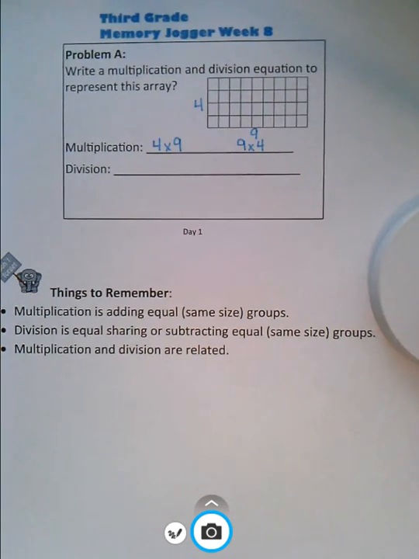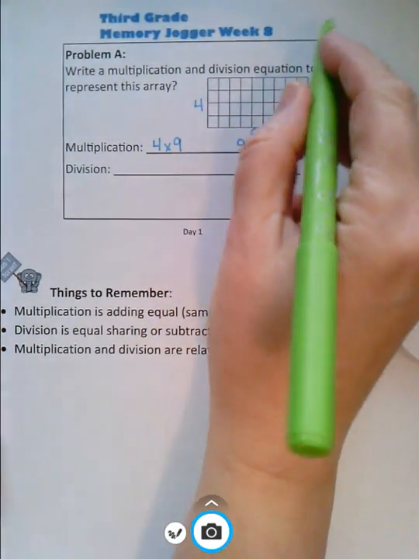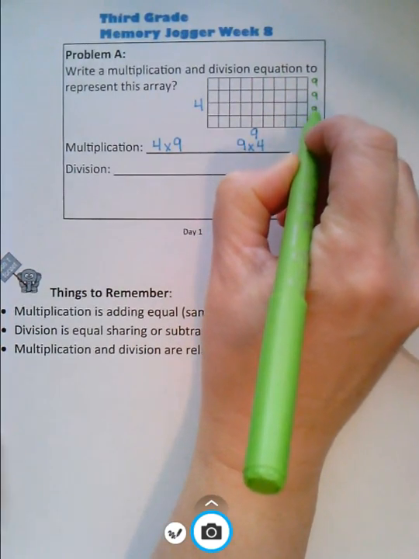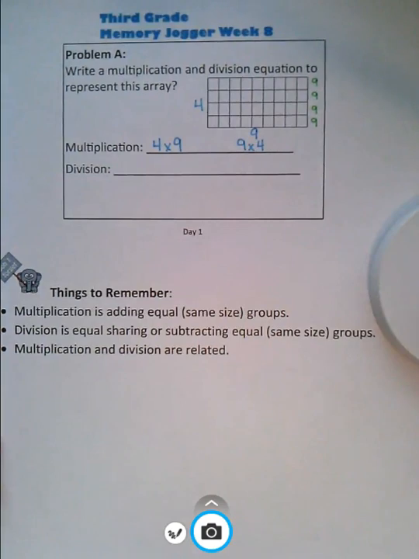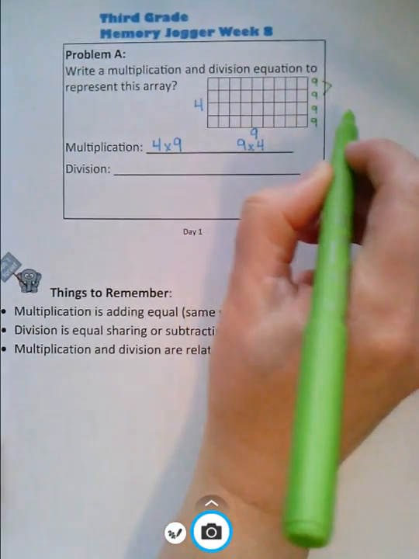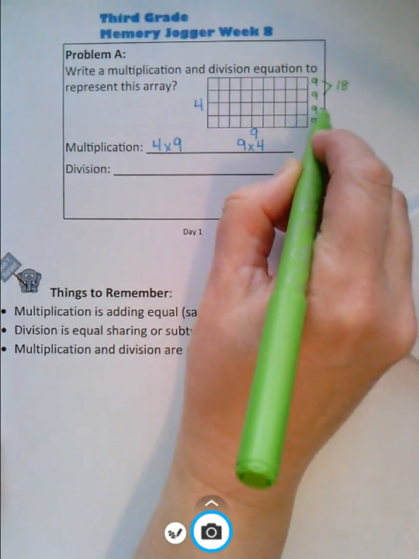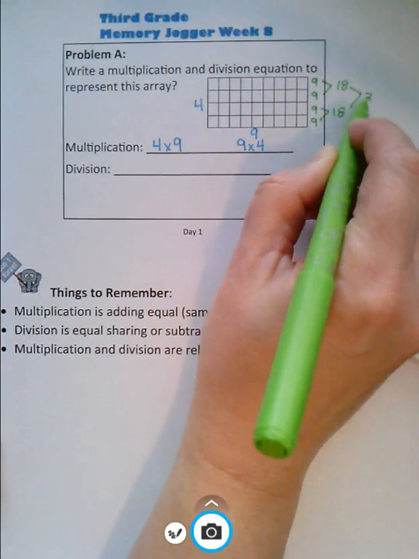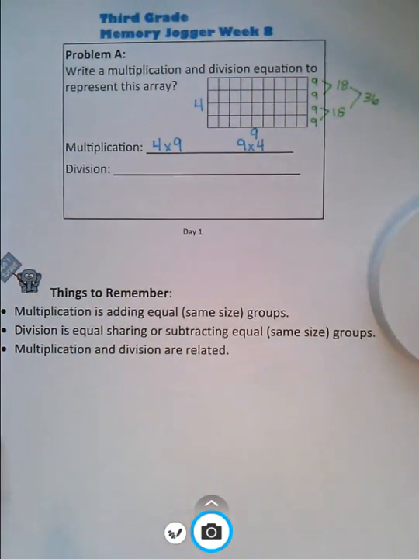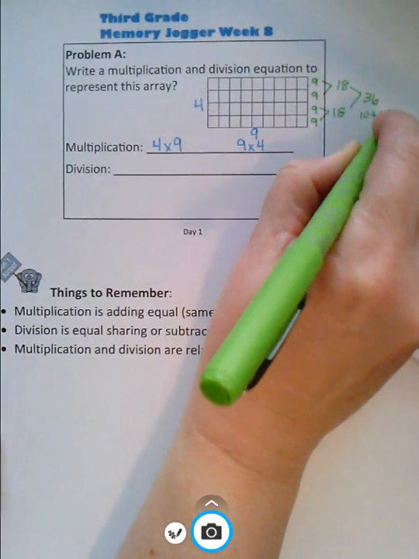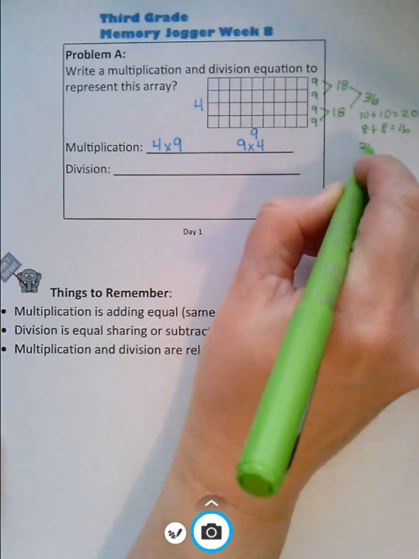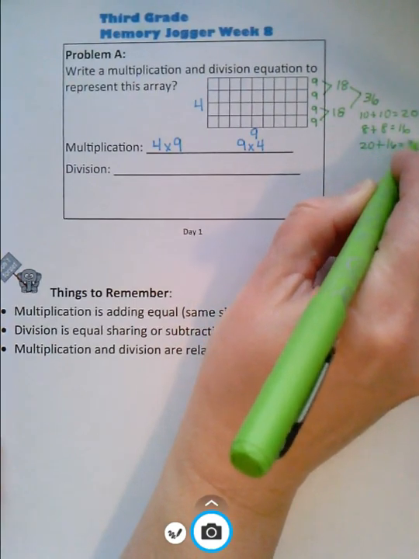Now, to finish our equation, we also need to know how many squares are in the shape altogether. We could add the rows together like this: 9 plus 9 plus 9 plus 9. And we might choose to put the two 9s together to make 18, and these two 9s together to make 18. And then the two 18s together to make 36, because 10 plus 10 is 20, and 8 plus 8 is 16, and 20 plus 16 is equal to 36.